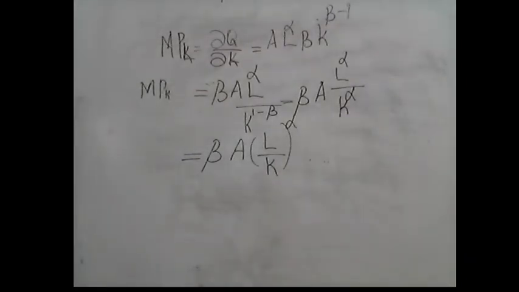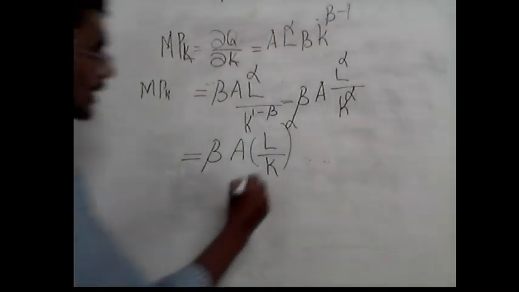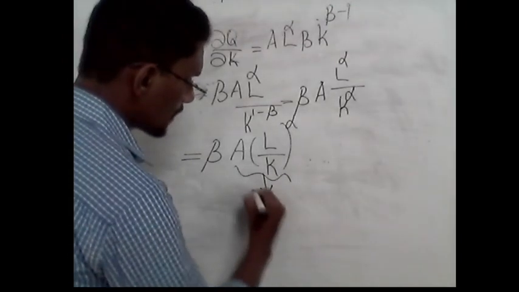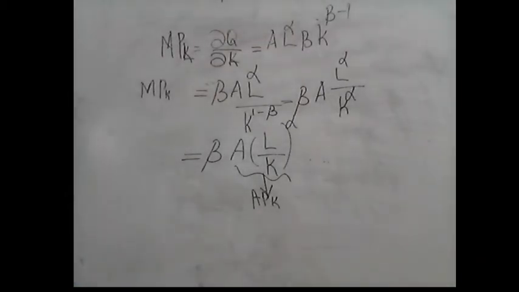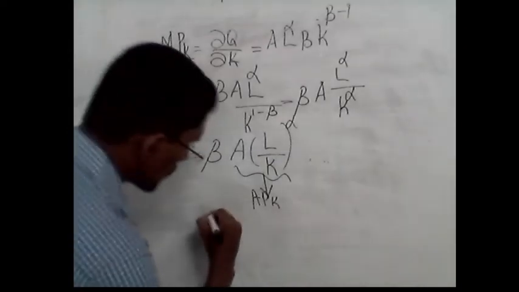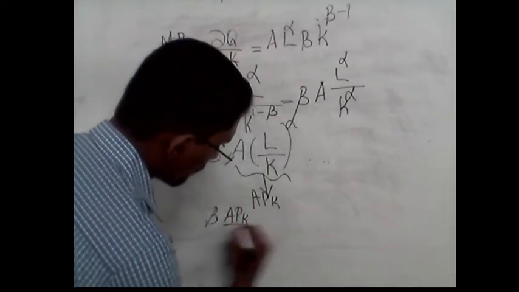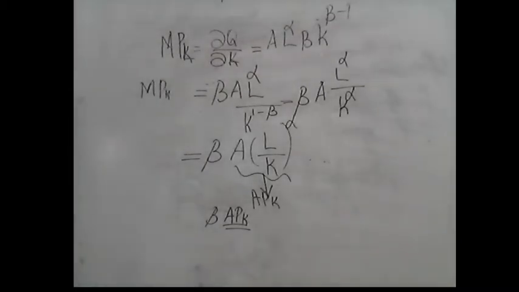This portion represents the average product of capital from the second property, and thereby the marginal product of capital is equal to beta times the average product of capital. This is the third property.